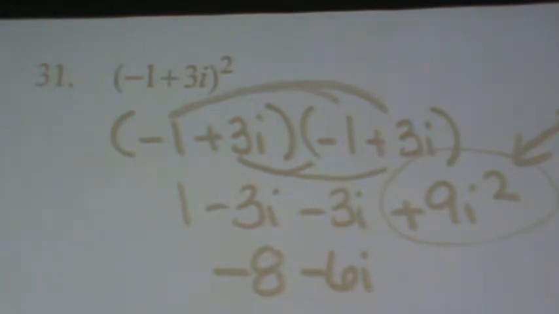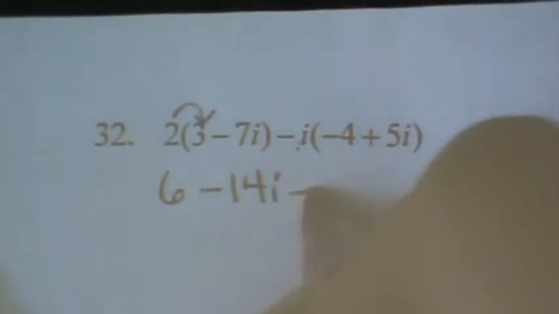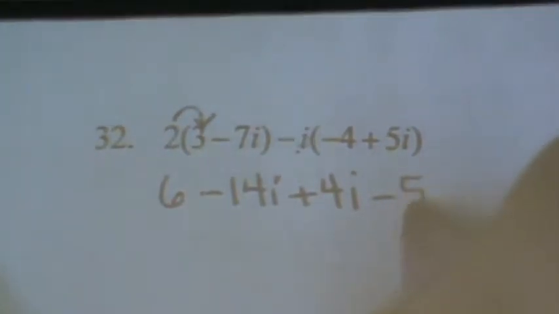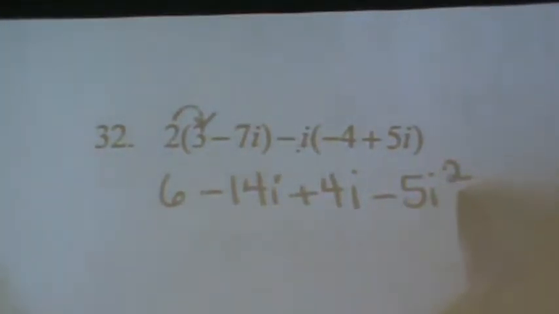All right, what do you do next? Distribute. Why? Because it's the number in front of a parenthesis. What is 2 times 3? 6. Tell me, what else? Minus 14i. What's this? Plus 4i. Minus 5i squared. Right? Okay, good. What is minus 5i squared equal to? 5. So what's 5 and 6? And then what's this? Minus 10. Excellent.